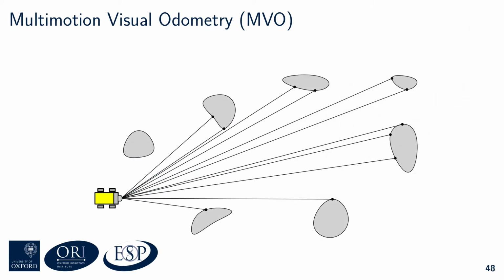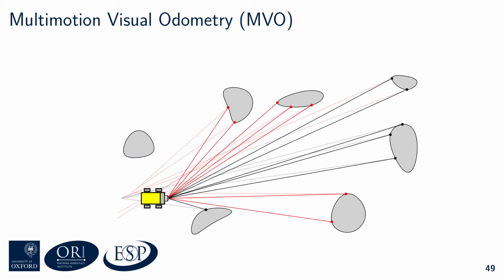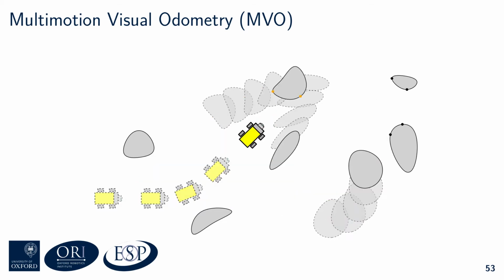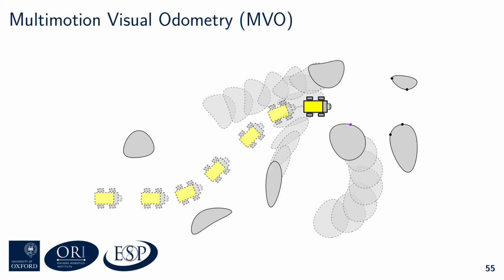This means that a robot operating in a dynamic environment doesn't need to reject motions from moving obstacles, but can instead seek a hypothesis that explains both their motion and the motion of the robot itself. And in doing so, estimate the full SE3 trajectory of the robot and the entire dynamic scene.